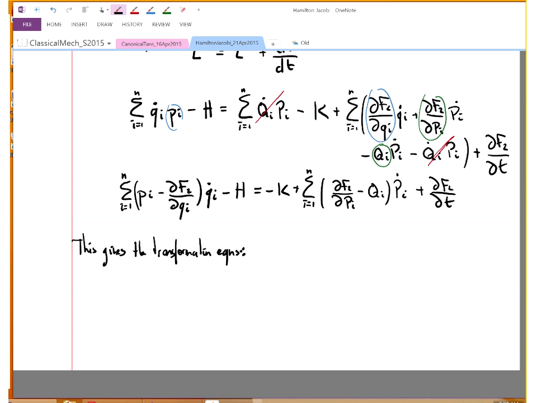So by imposing that the first term in parentheses is 0, that tells me that lowercase p_i must be equal to ∂F2/∂q_i. By imposing that the second term in parentheses is 0, I find that capital Q_i is given by ∂F2/∂P_i.